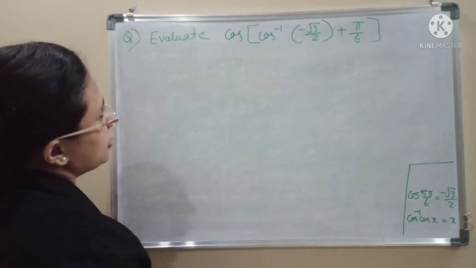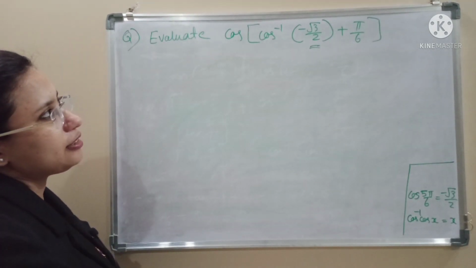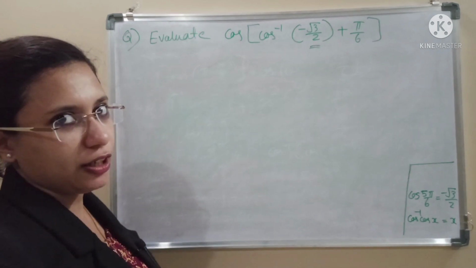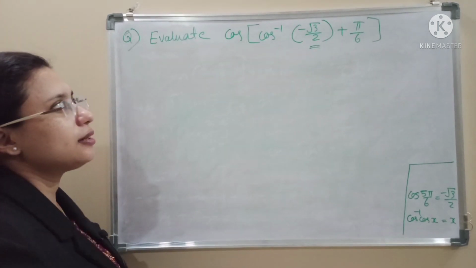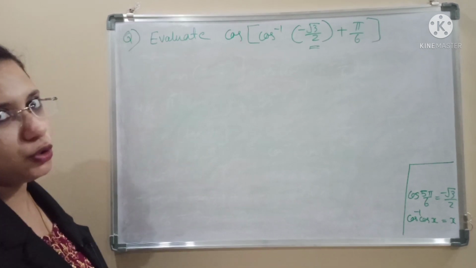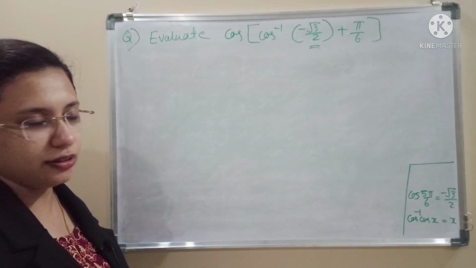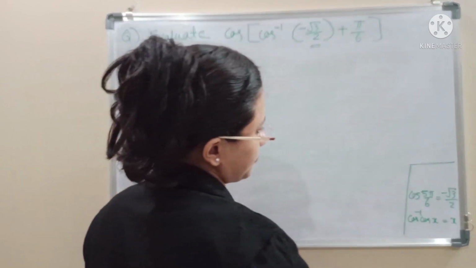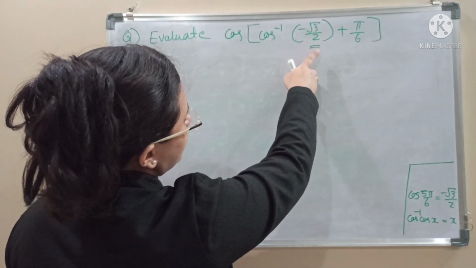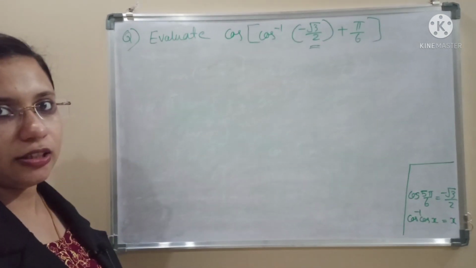So first of all, here the value is not given in terms of pi, which is just a numeric value. So we have to get what is the pi term of that, minus root 3 by 2. You can easily get it from the calculator. When you put cos inverse of minus root 3 by 2, you will get 5 pi by 6. Just try that.